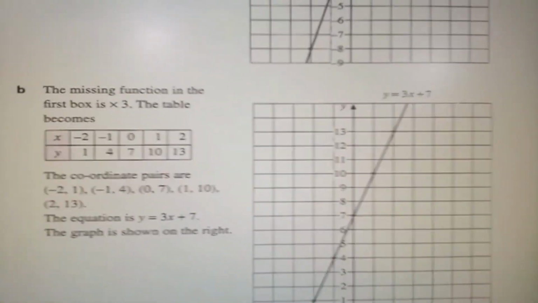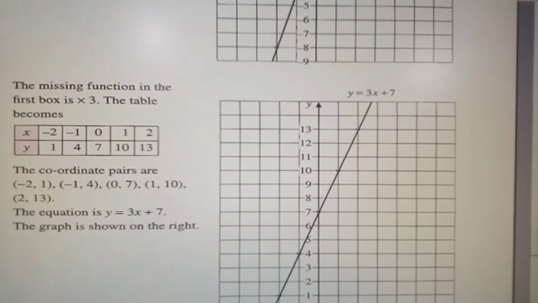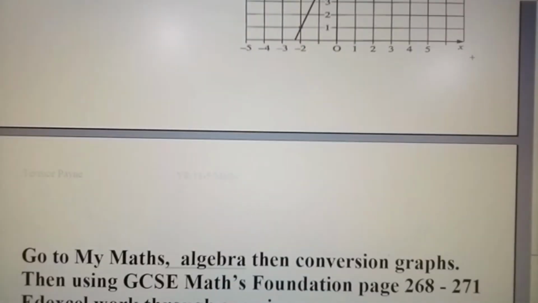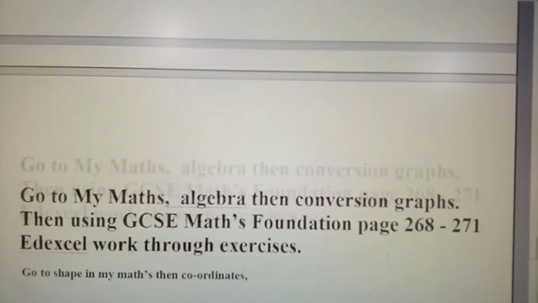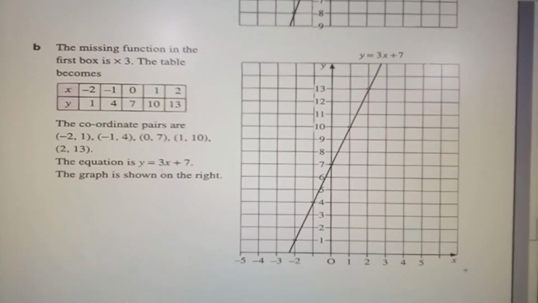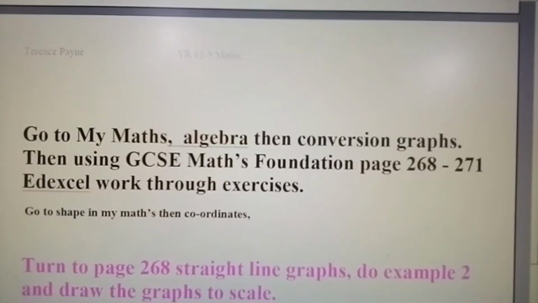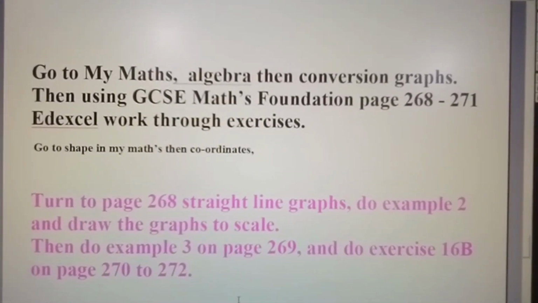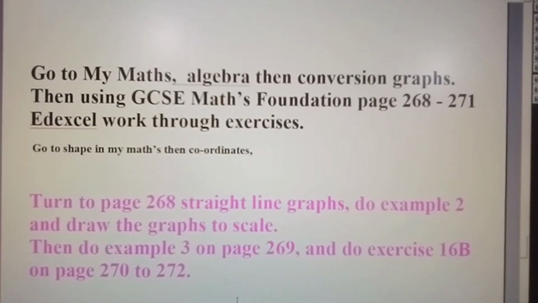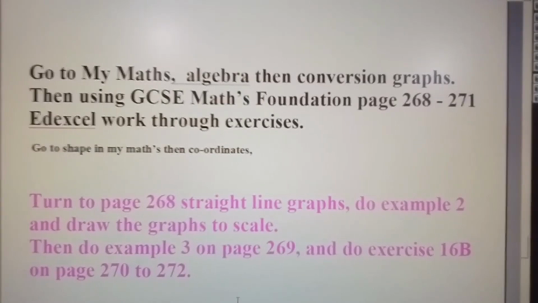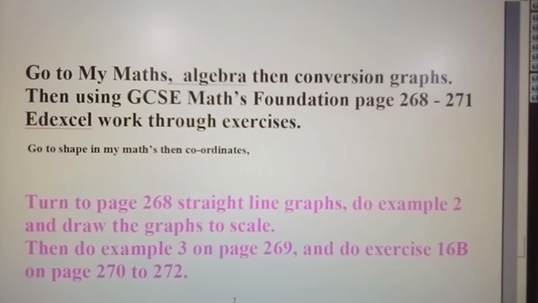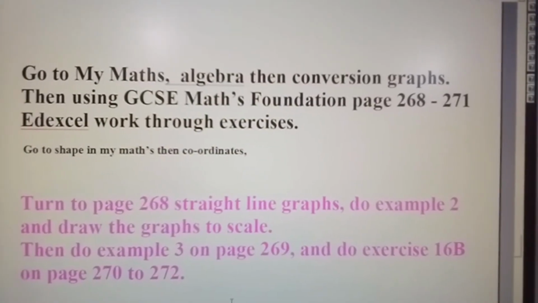Okay, now write these out for yourself. Use graph paper to draw your graphs. And here we have additional information now. Go to My Maths, algebra, then conversion graphs, then using GCSE Maths Foundation pages 268 to 271, Excel work for exercises. Now go to shape in My Maths, then coordinates, etc.